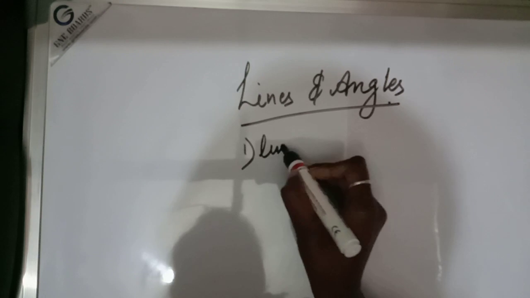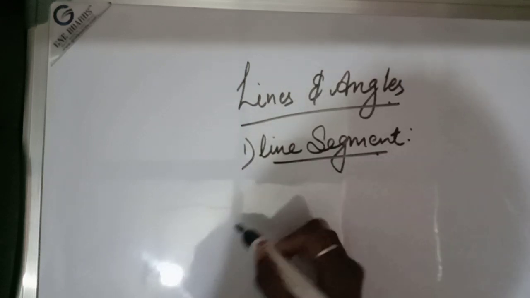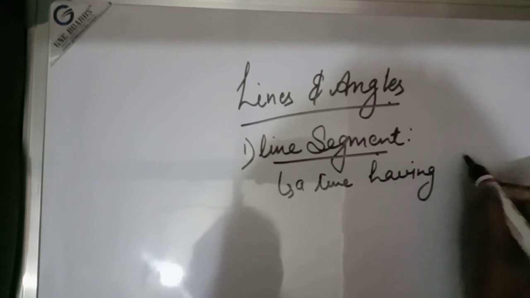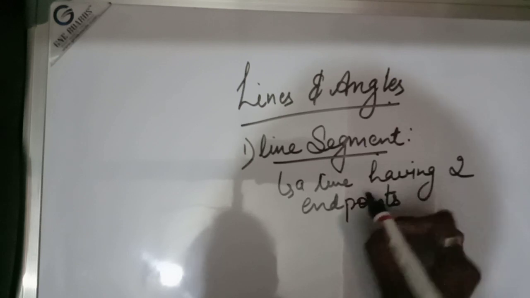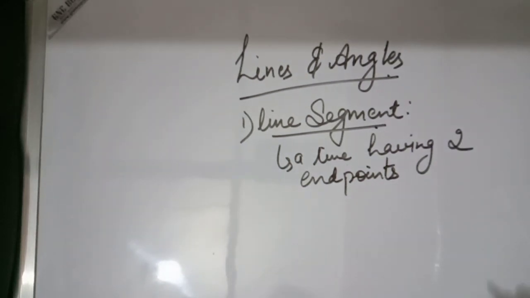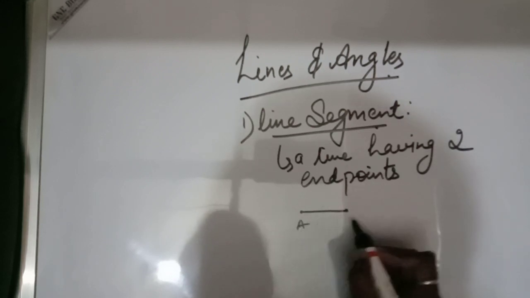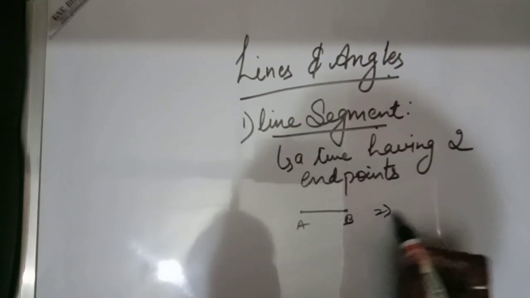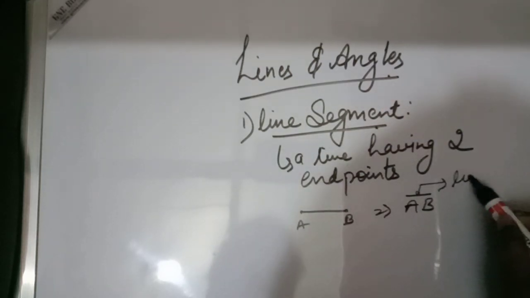First is line segment. Now what is a line segment? A line having two endpoints is called a line segment. Let us consider a line which has these two endpoints A and B. It has two endpoints, therefore it is called a line segment. It is written as AB. This indicates that it is a line segment.